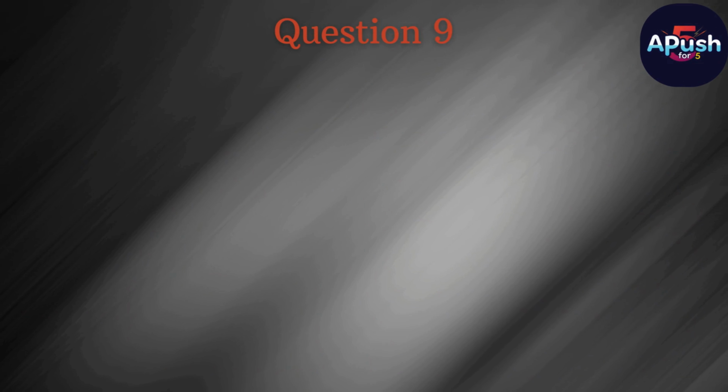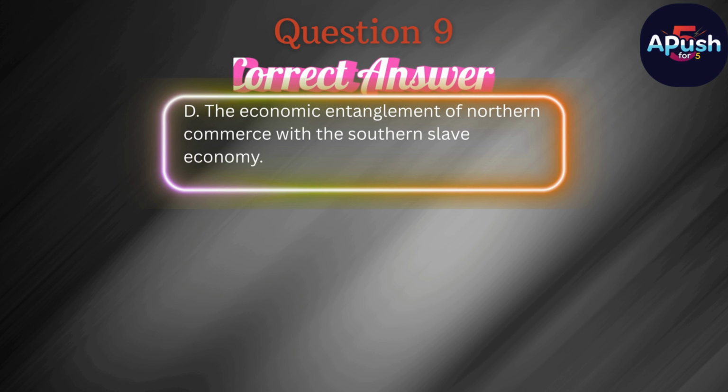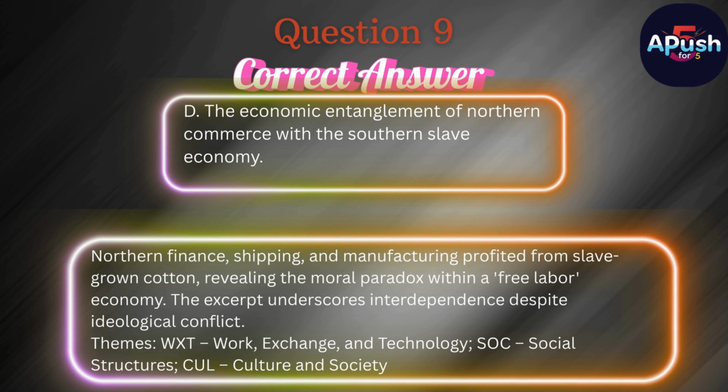The correct answer is D. The economic entanglement of Northern commerce with the Southern slave economy. Northern finance, shipping, and manufacturing profited from slave-grown cotton, revealing the moral paradox within a free labor economy. The excerpt underscores interdependence despite ideological conflict.